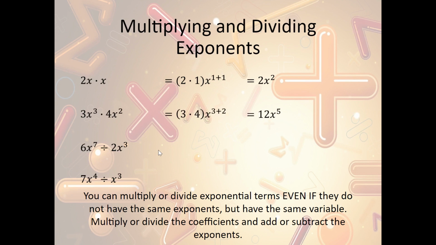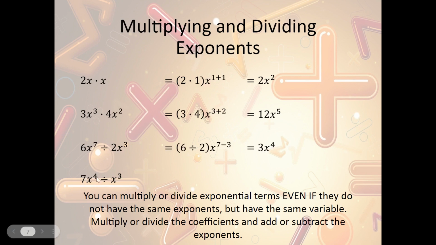Now division is just the opposite, so we're going to divide the coefficients and subtract the exponents. So we get 6x to the 7th divided by 2x to the 3rd, so we're going to divide the coefficients, so 6 divided by 2, and then subtract the exponents, so it's x to the 7 minus 3rd power. So 6 divided by 2 is 3, and 7 minus 3 is 4, so we get 3x to the 4th.